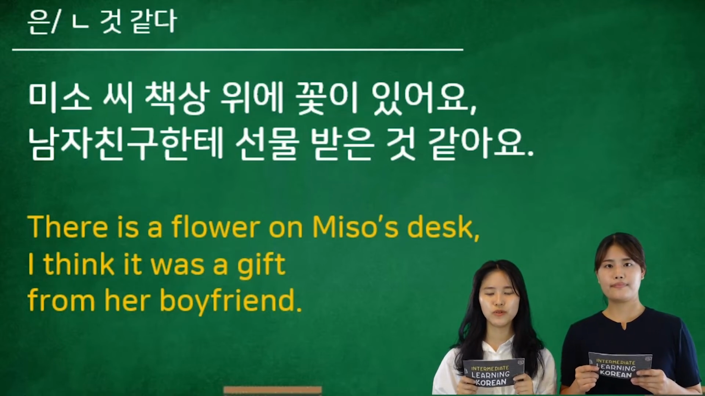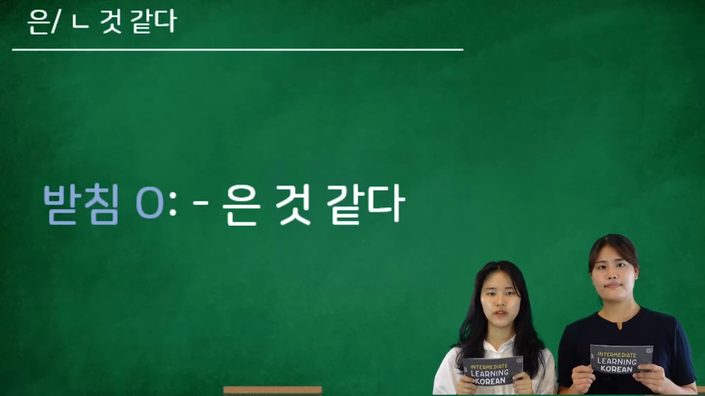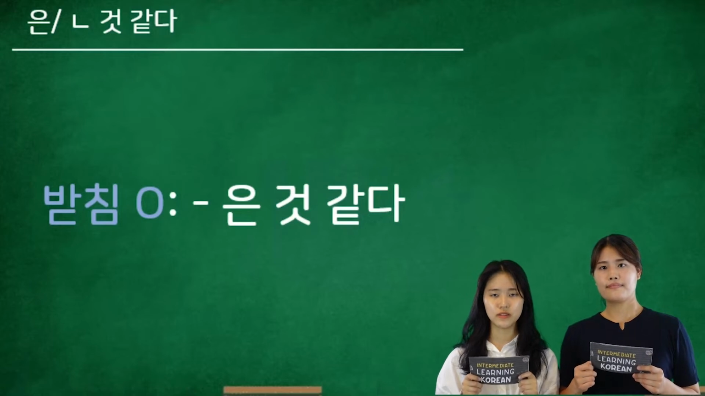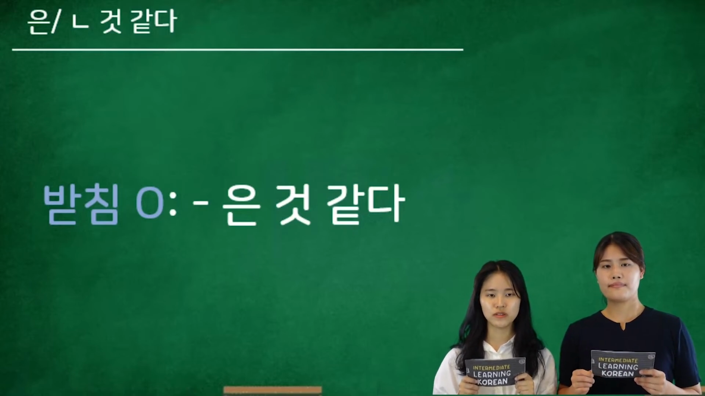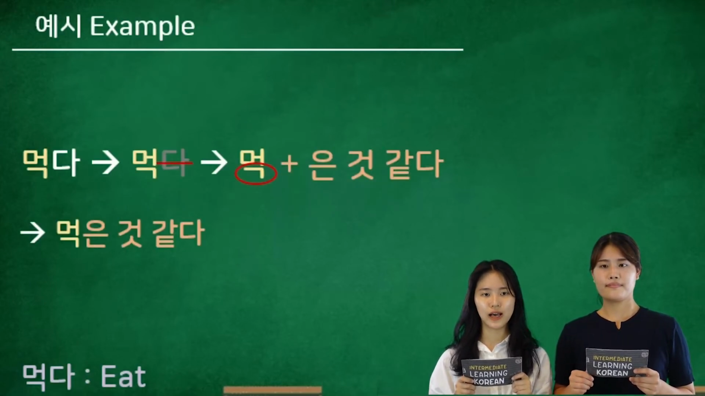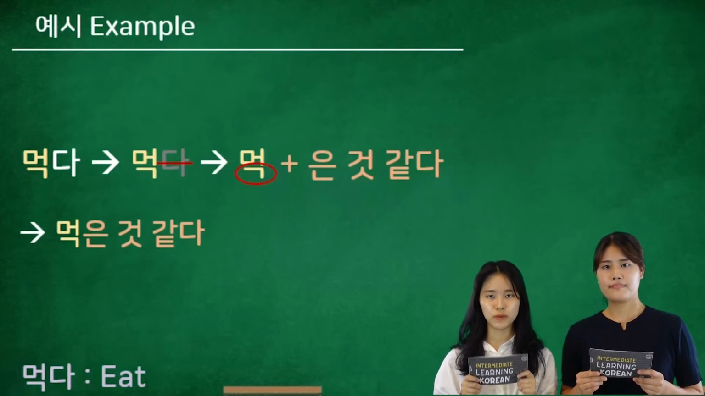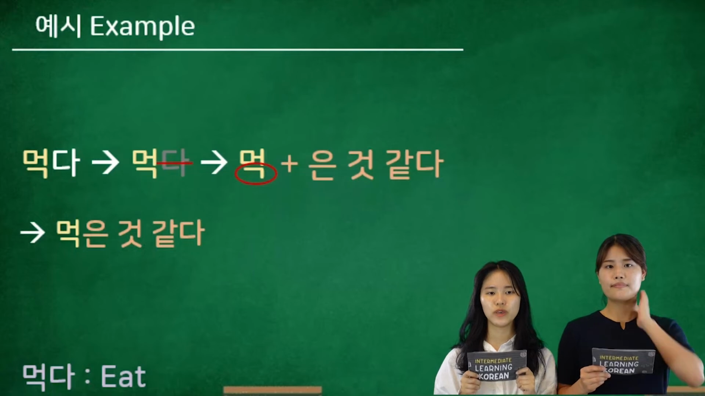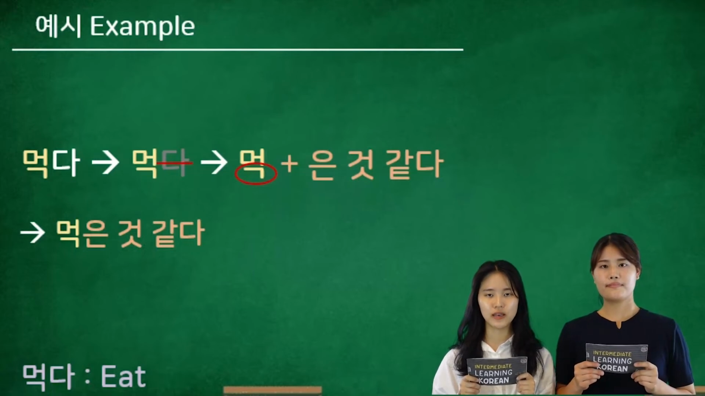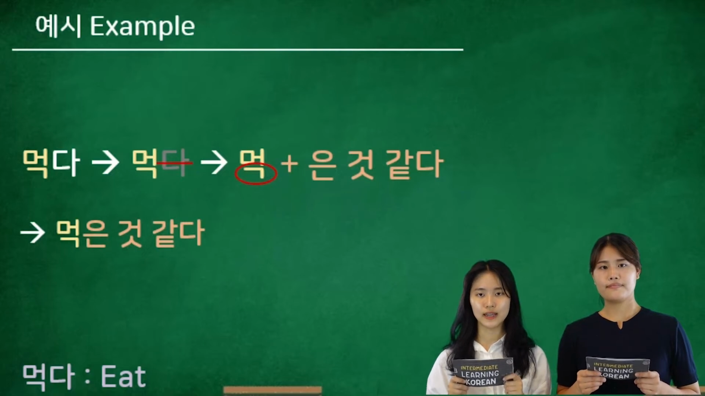Then let's review what form it is used for. Let's review when the 은 것 같다 is used. If there is a final consonant in the stem, we can use 은 것 같다. For example, if you see the verb 먹다, first delete 다. Then we can see the final consonant in the stem of the verb. Yes, so we can use 은 것 같다 after it. Then it becomes 먹은 것 같다.